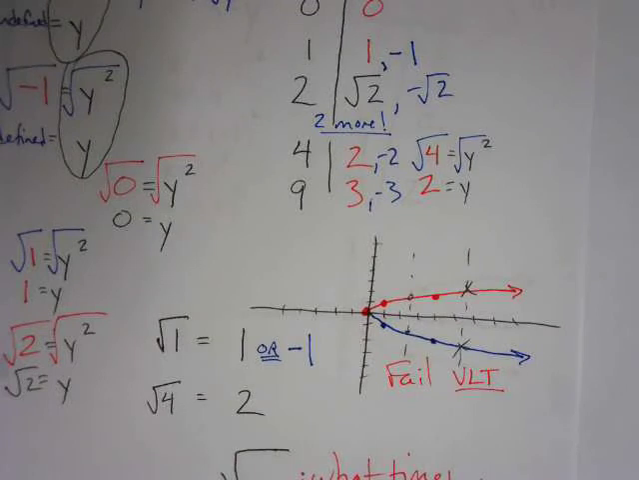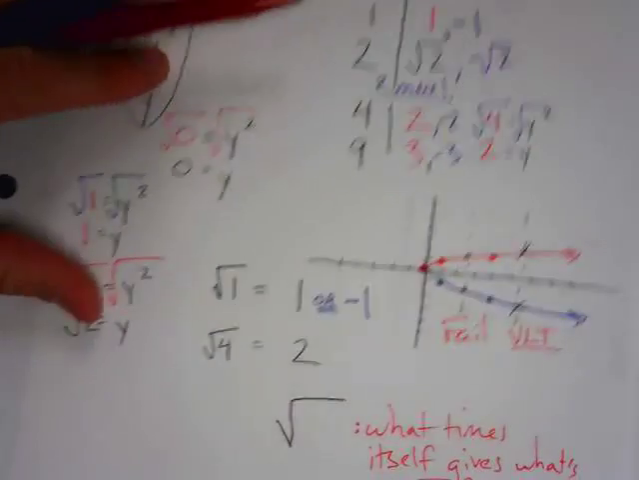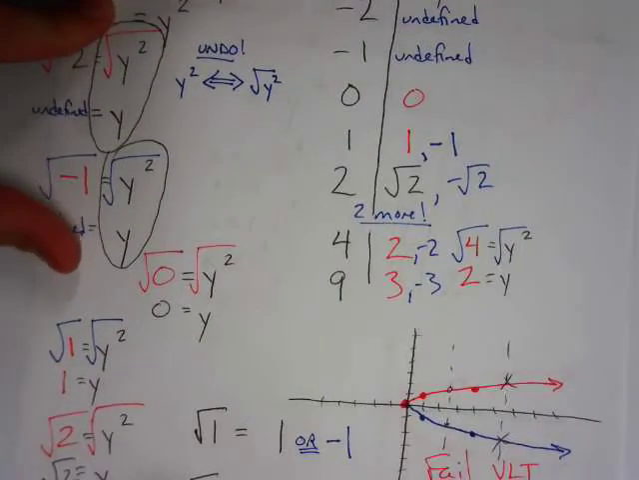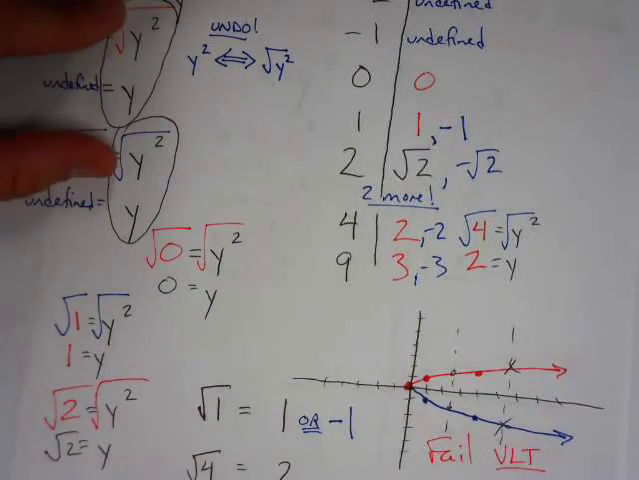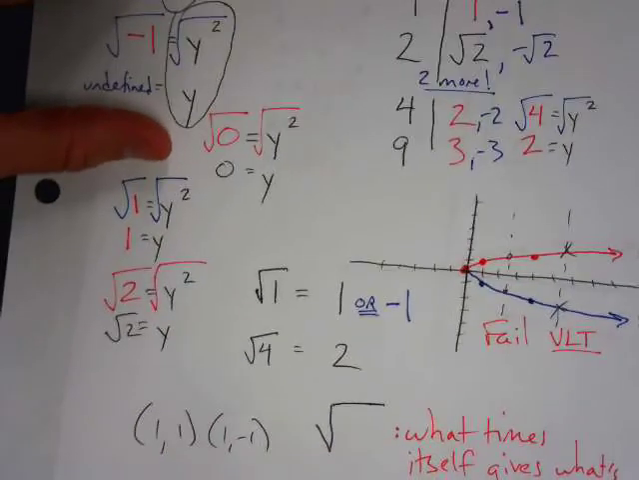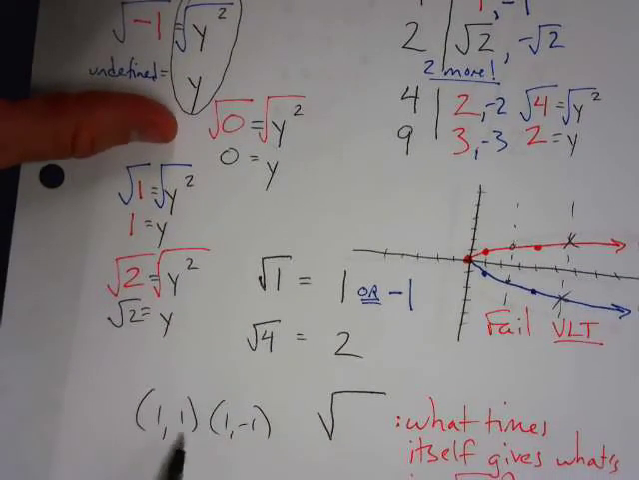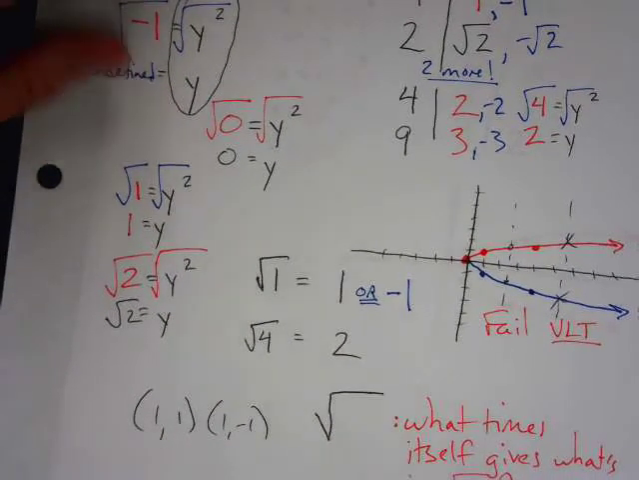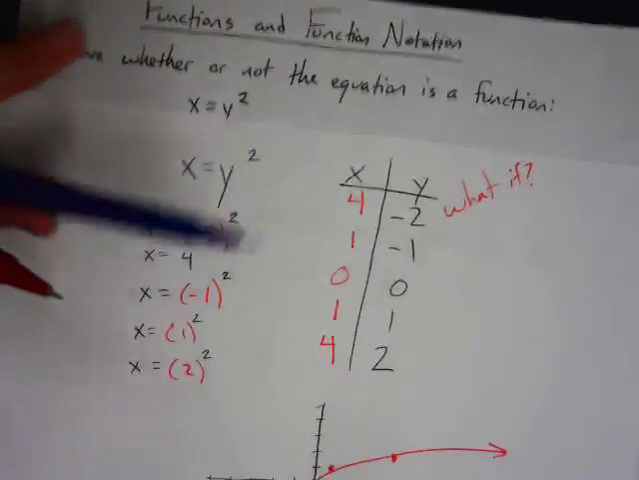We can also look at the ordered pairs. We could have 1, 1. We could also have 1, negative 1. So when we're looking for whether or not something is a function, we can look at it that way. And that's giving proof that this equation is not a function.